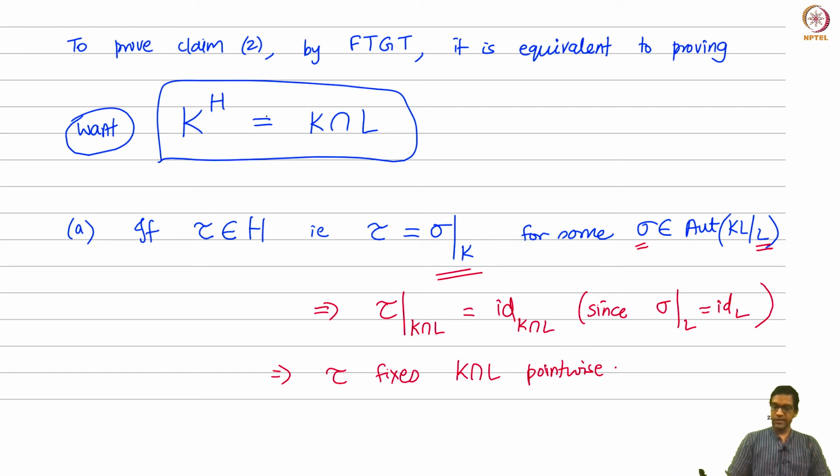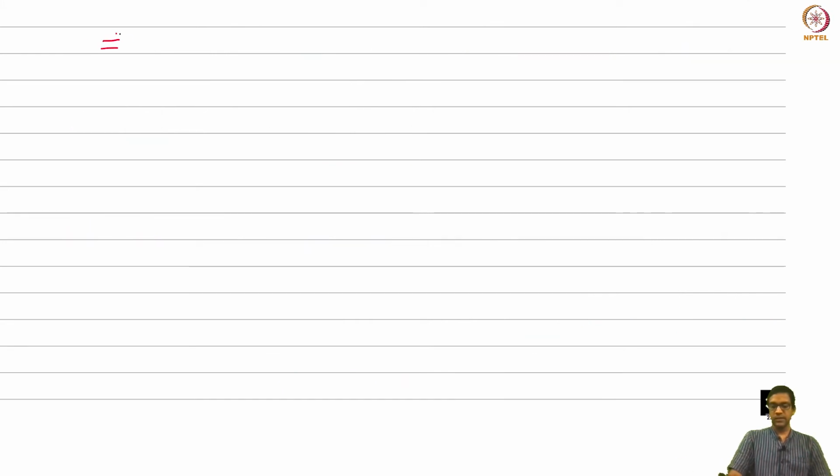So at least one-way containment we have shown: every element of H fixes K intersection L. So the fixed field K^H certainly contains K intersection L. That's what we have proved. The fixed field of H, which is the elements which are fixed by every element of H, certainly contains K intersection L. Now we need to prove the converse. The converse is the slightly tricky calculation.